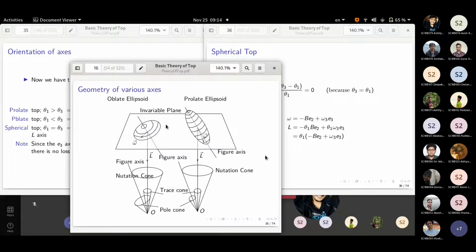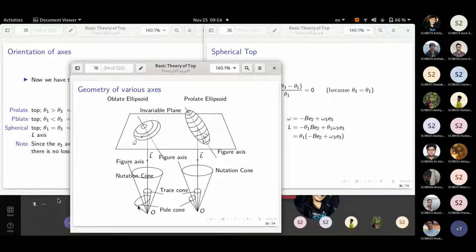So if you look at this figure, in the case of the oblate case and the prolate case, you have the sequences: the figure axis, angular momentum, and the angular velocity. All three are in the same plane. We also showed that. And for the prolate case, we have the figure axis, angular velocity, and the angular momentum. So where is the angular velocity? Angular velocity is the intersection of the pole cone and the trace cone. They are butting each other from outside.